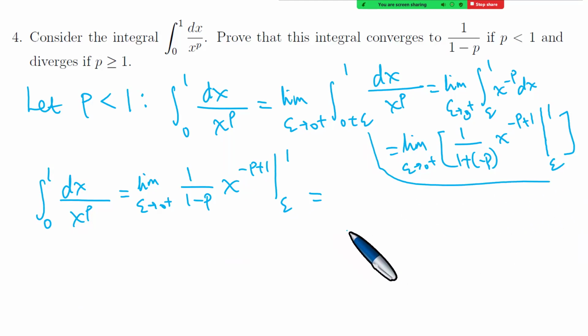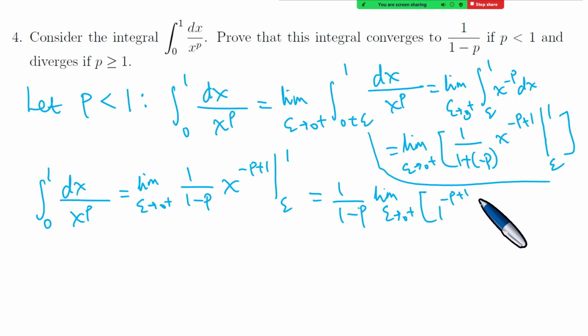So, what are you able to achieve out of this? So this one, you can even take out. The 1 minus p, you can take it out because it's a constant.